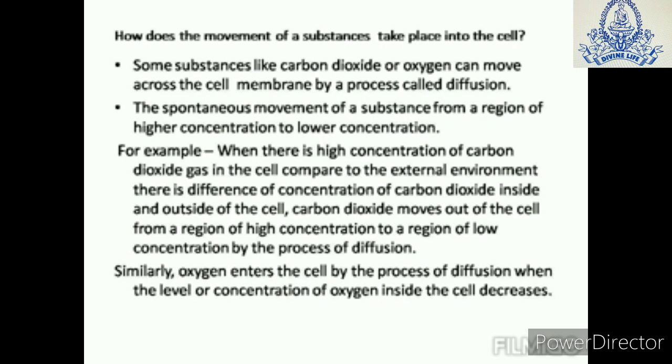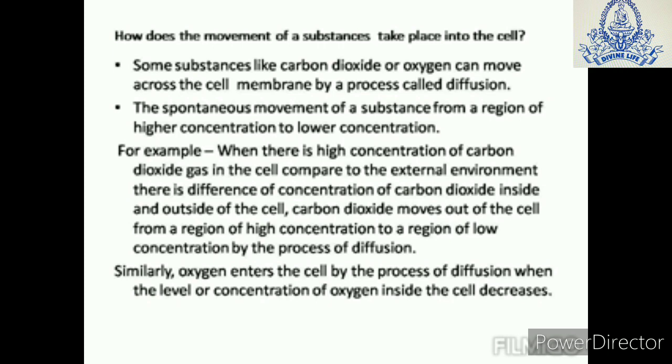How does the movement of a substance take place into the cell? Some substances like carbon dioxide or oxygen can move across the cell membrane by a process called diffusion. Now we have already seen the definition of diffusion in chapter number 1. What is diffusion? Diffusion is nothing but the process of intermixing the particles of different types of matter. But here the definition of diffusion is somewhat different. The spontaneous movement of a substance from a region of higher concentration to a region of lower concentration.